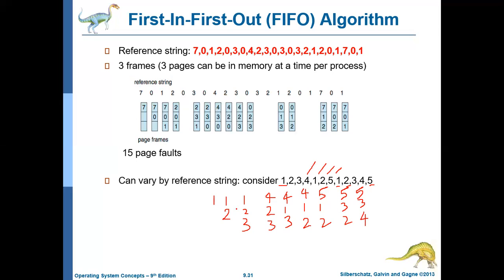So this has created how many page faults? 1 2 3 4 5 6 7 8 9. If there are 3 free frames, 3 empty frames, then it has created 9 page faults, okay.